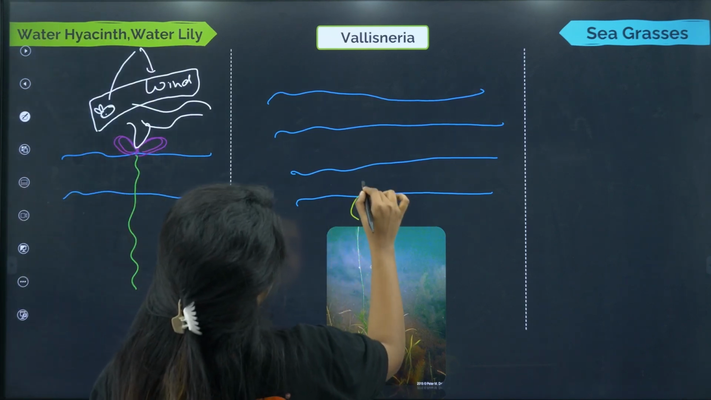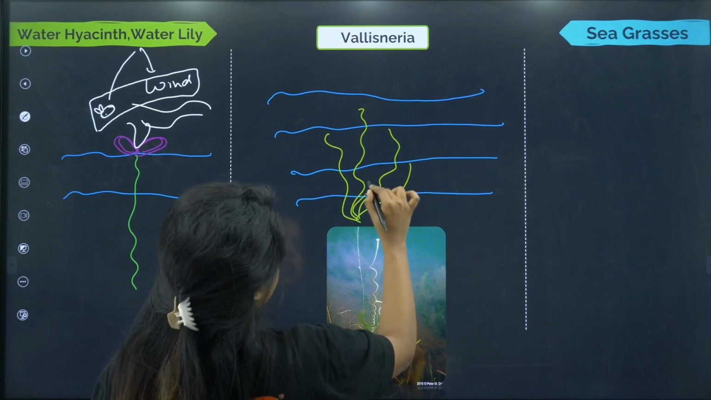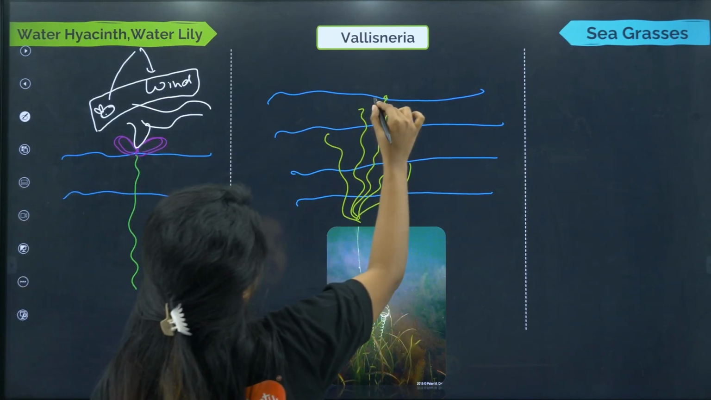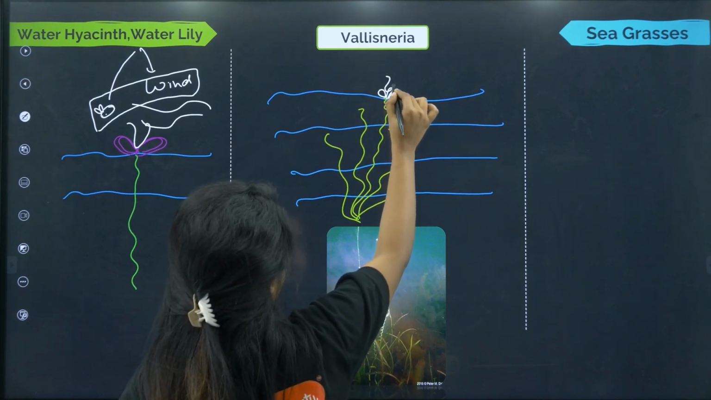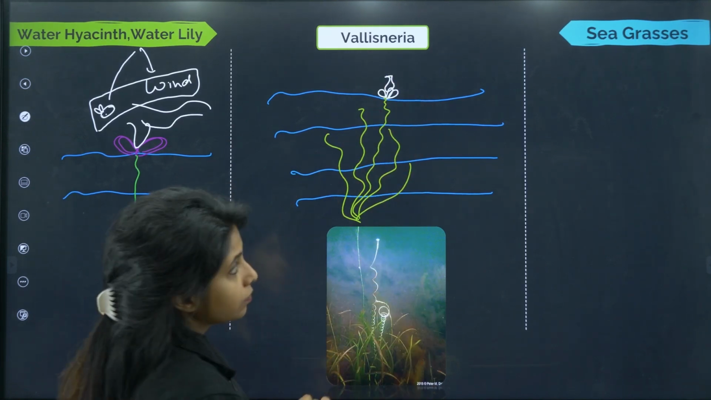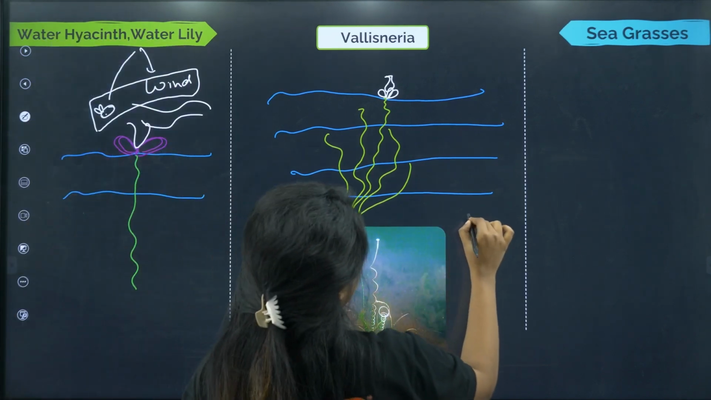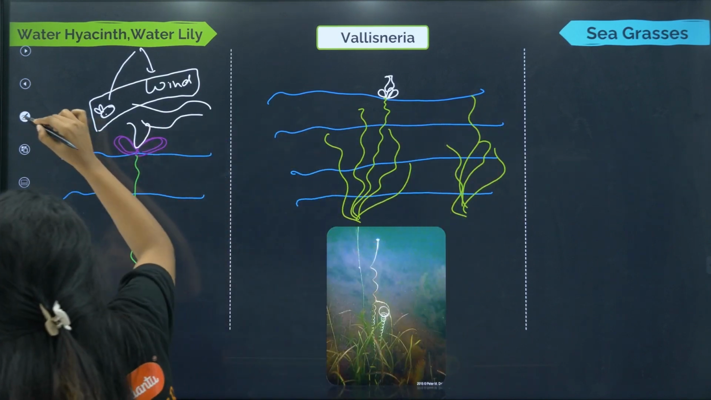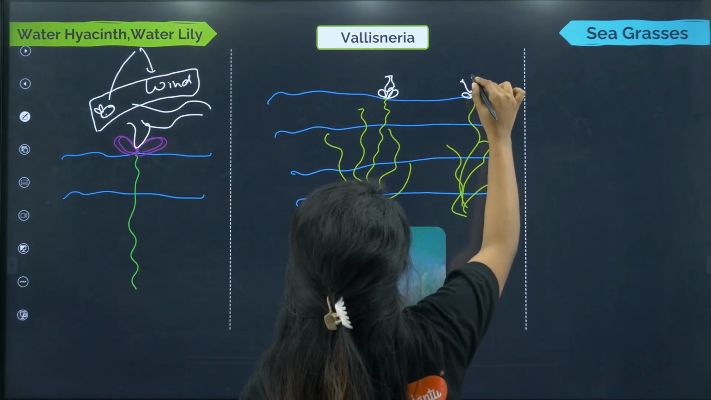So they come up like this, and only the one that has the flower reaches like this, and now it has the flower over here, with the female reproductive system. Now there will be another plant over here, the one with the male reproductive system.